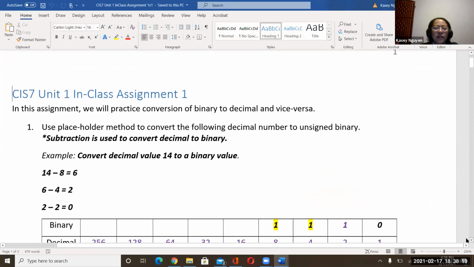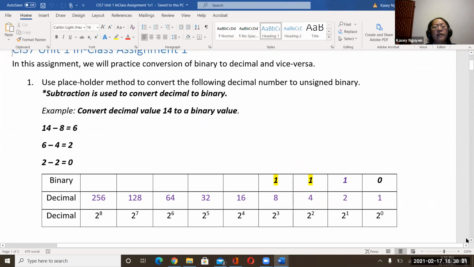So now we're going to do the conversion. Okay, the example that's given you there. So let's talk about the example first. Let's say that you have the decimal value 14. This is base 10, and you need to convert it to 0s and 1s, which is base 2.